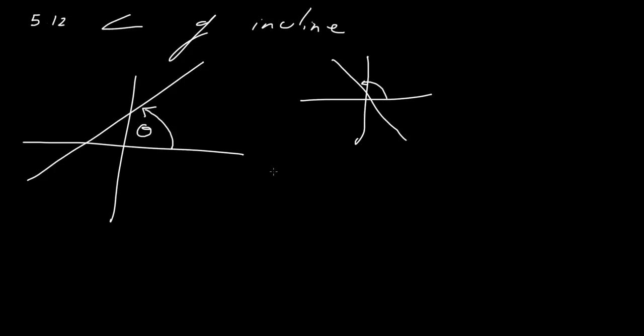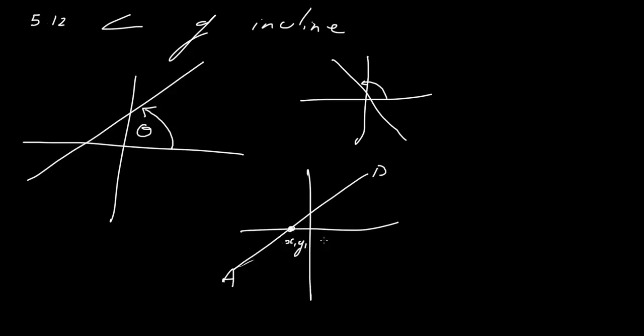They say in your book here, they give you a line AB, and they give you the points (x1, y1) and (x2, y2) and the angle of incline theta.